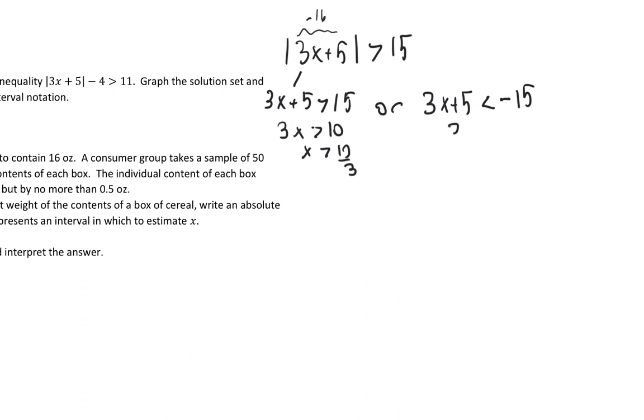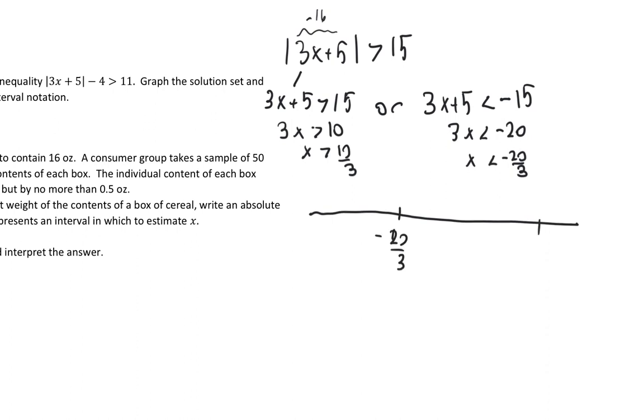Over here, we'll get 3x is going to be less than negative 20. So x is going to be less than negative 20 over 3. So when we go ahead and graph the solution, I have negative 20 over 3, and over here we'll have 10 over 3.